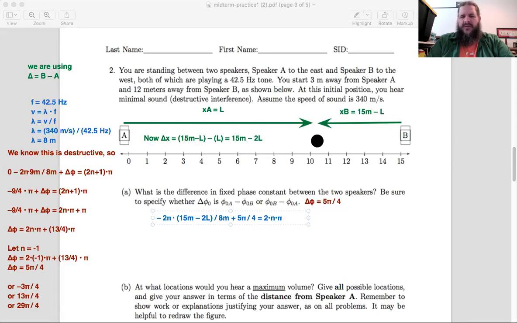Also, before we even get started, what shows up in every term here? Pi. Yeah, so let's divide both sides by pi to simplify that. If we divide both sides by pi, we can cancel out a pi from every term. Cancel out a pi from the distance term, cancel out a pi from the phase shift term, cancel out pi from the total phase. So we're left with negative 2 times 15 meters minus 2L divided by 8 meters plus 5/4 equals an even number, 2n. And then how would we start solving for L here?